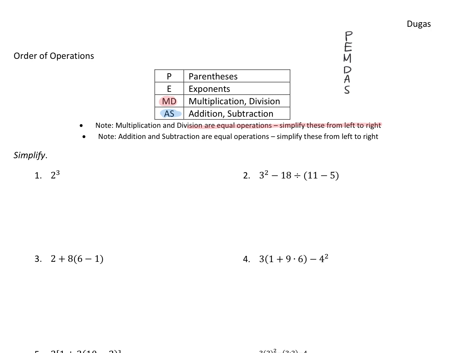So if you have an expression with all addition and subtraction, you would work from left to right. So if subtraction came before addition, you would do subtraction before addition. Whatever comes first from left to right is what you would do if it's all addition and subtraction. Hopefully we'll see some examples that will illustrate this point.